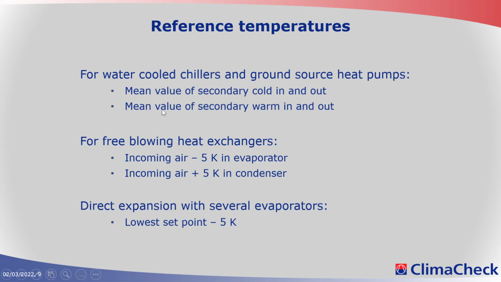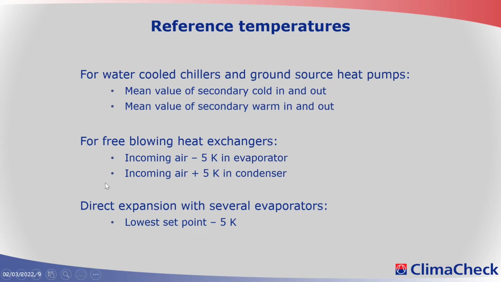So for a water-cooled chiller or ground source heat pump, we would take the average value of the secondary cold in and out. So in this case, it will be the chilled water in and out, and we would take the average value. This would give us the cold reference temperature. We know our operating conditions. We know how cold water we would like to have, and we know what is cooling our system. And we can say that these are our operating conditions, and this will be the operating conditions of a loss-free system that we want to compare to.